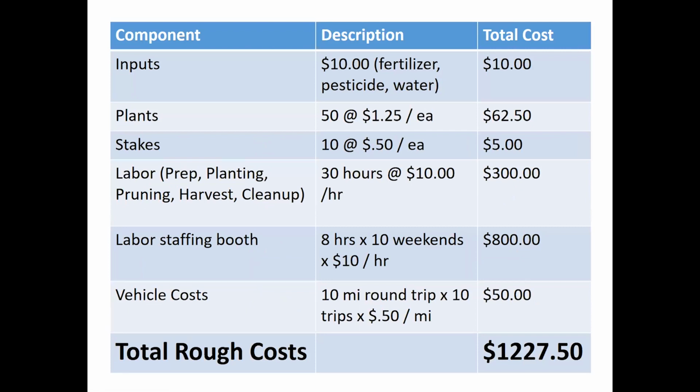So we're going to look back at the rough estimate of costs that I had talked about earlier. Our total rough cost for each component that goes into producing and selling tomatoes was $1,227.50. So right now, based off of the previous slide, you would have to sell 100 pounds of tomatoes a week at $1.25 to cover the total rough costs of your components and turn somewhat of a profit.